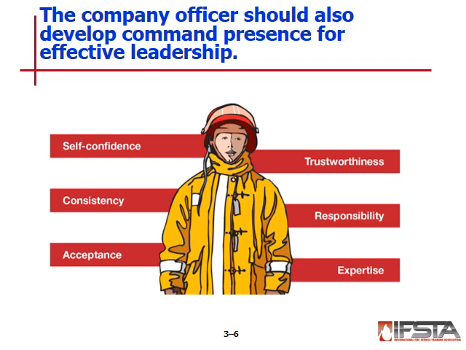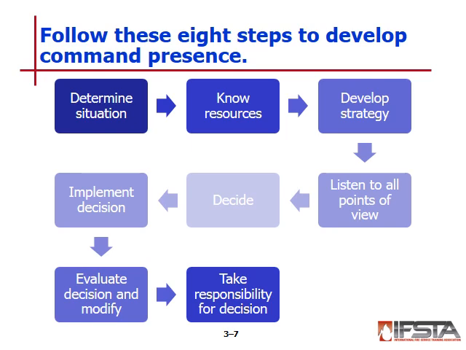Now, there are 8 steps to help you with this. Step 1, determine what the situation is. Step 2, know what resources are available to apply to the given situation. Step 3, develop the strategy and tactics required to resolve the situation. Step 4, listen to all points of view when appropriate. Again, when appropriate. Is it an emergency scene or non-emergency scene? Is it something that you can afford to have more of a democratic process, or do you have to be more authoritarian or like dictatorship?